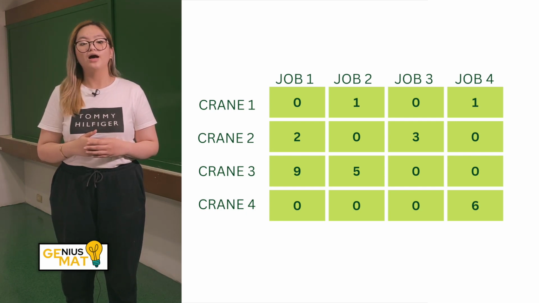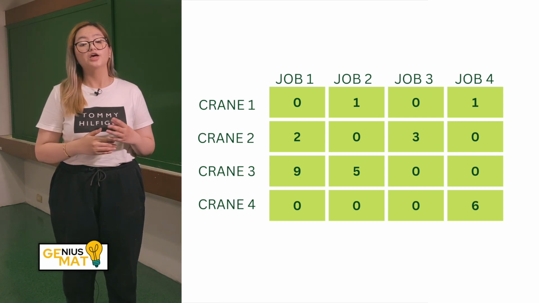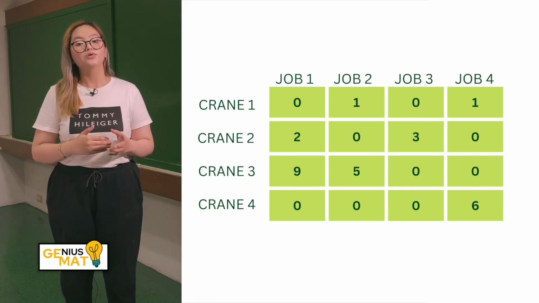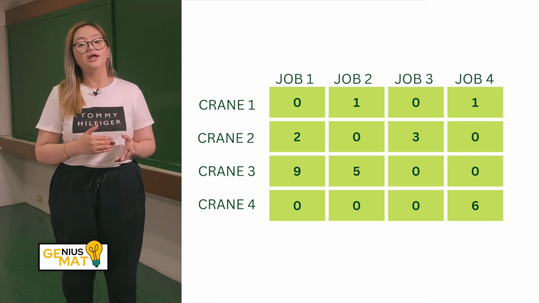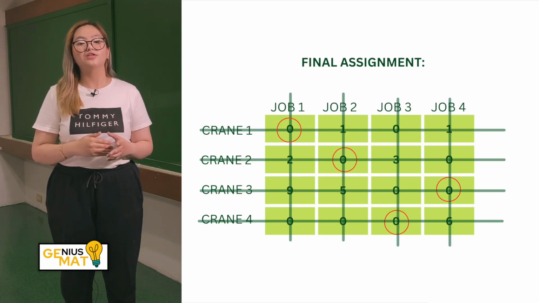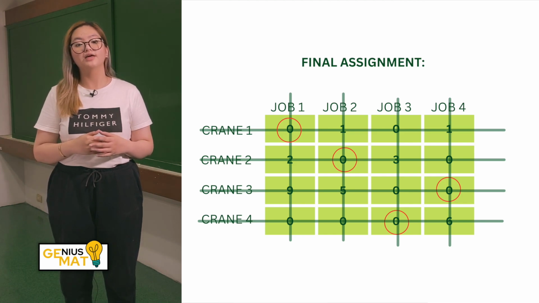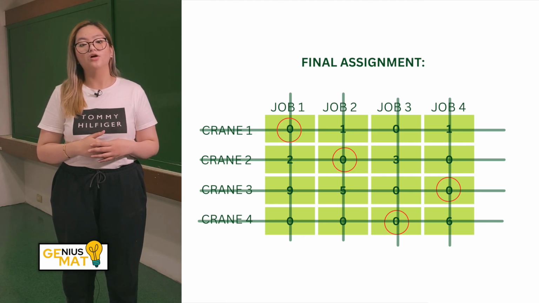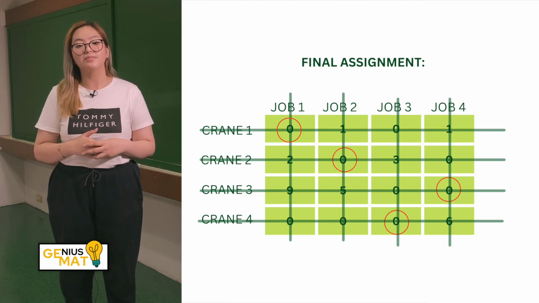Finally, we now have our final assignment, which is crane 1 is to job 1, crane 2 is to job 2, crane 3 is to job 4, and crane 4 is to job 3. We can now make the final allocation through finding a row or column with only one zero cell, then make an assignment for it. Eliminate that row and column and do the steps until all assignments have been made.